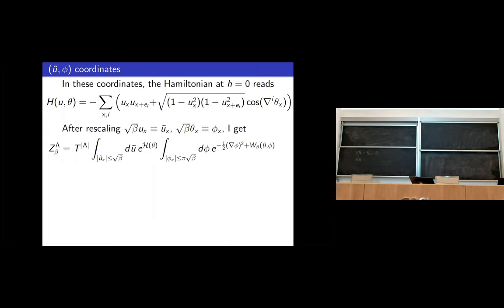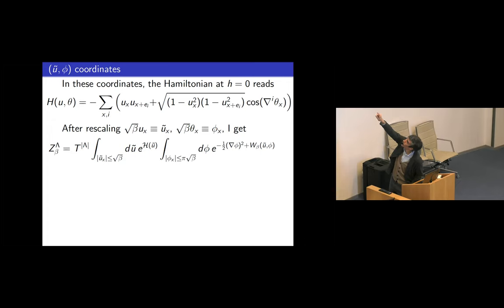It's very natural, since the measure is e to the minus beta that thing. You see that if you multiply everything by beta, it's natural to rescale u and theta by a square root of beta in this way here. So I introduce rescaled variables u tilde and phi, in terms of which the partition function corresponding to the Gibbs measure takes this form here. The constraint u_x smaller or equal than one and phi of x smaller or equal than pi is rescaled by a square root of beta. Remember that beta is very large, so this now becomes a pretty soft constraint.